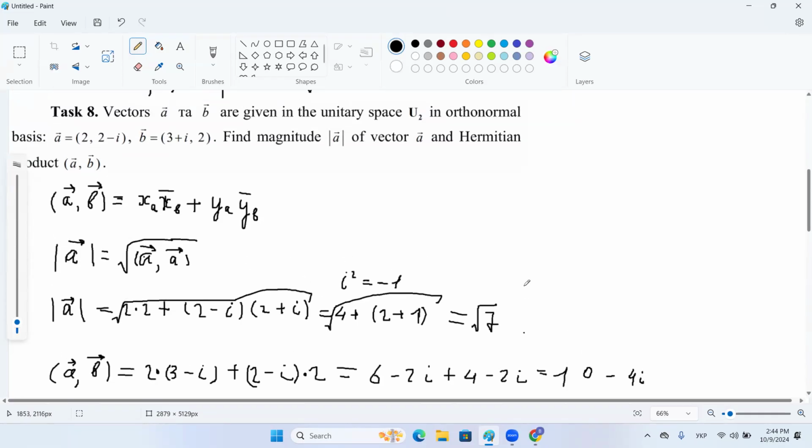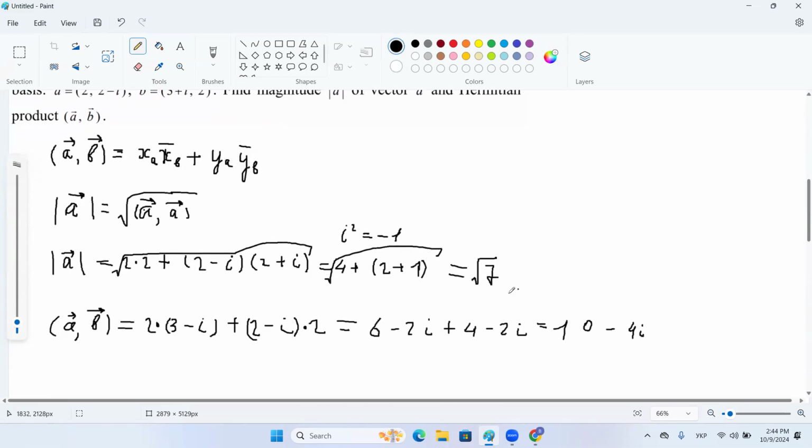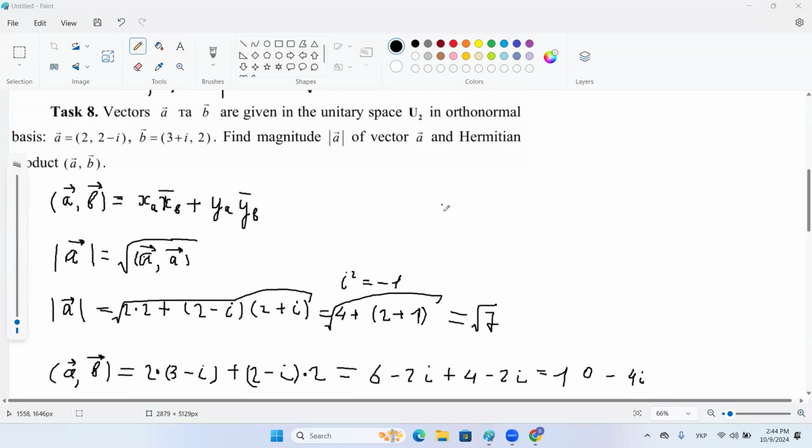Any questions to this task? No questions. About the lesson in general, maybe about previous lessons? Sophia? I have a question about this exercise. I just maybe don't remember why we changed the sign of the imaginary part.